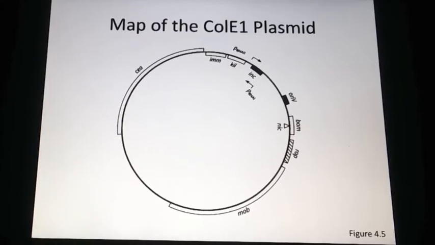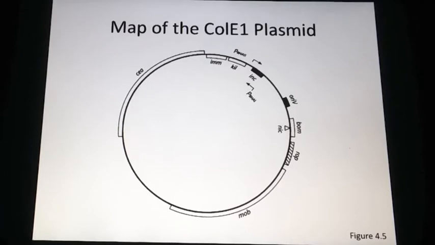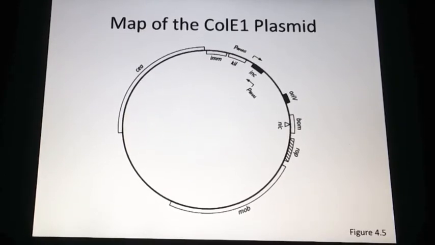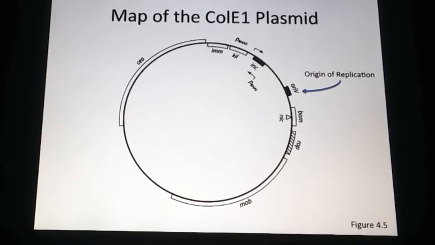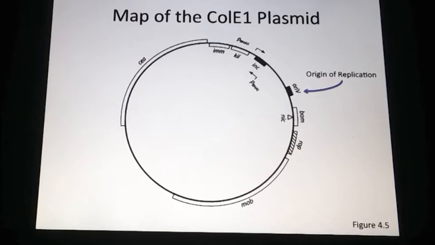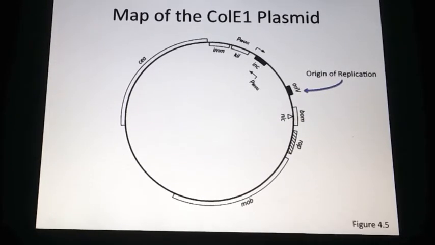Here is a genetic map of the ColE1 plasmid, which is figure 4.5 taken from the 4th edition of Snyder's Molecular Genetics of Bacteria. On it, you can see the origin of replication, as designated by ORIV. This is where DNA polymerase will bind to replicate the plasmid.